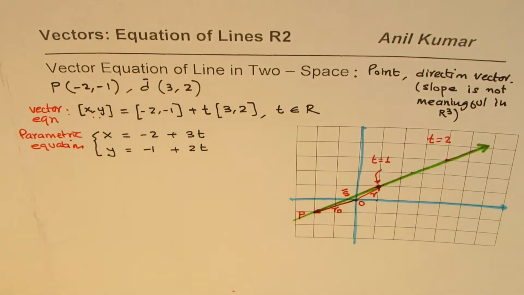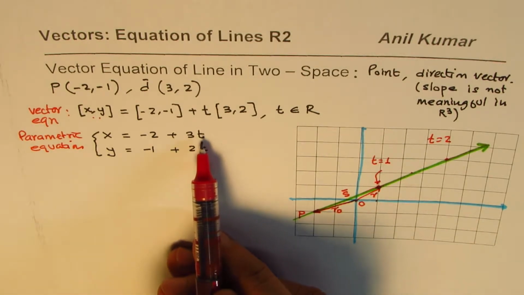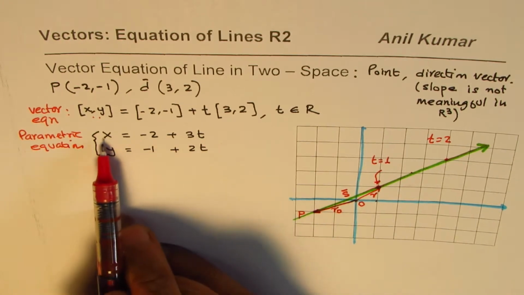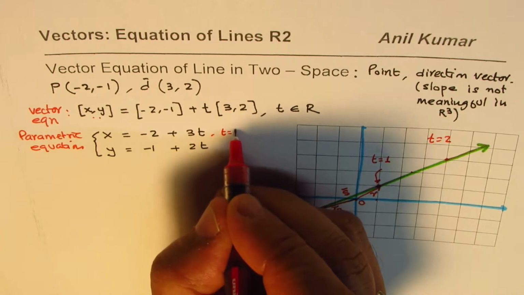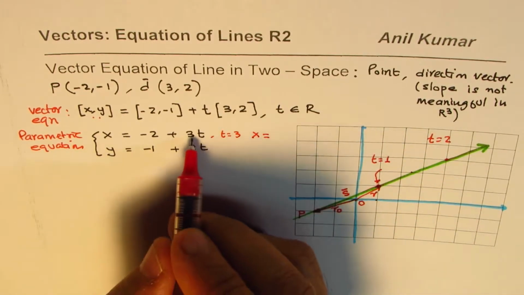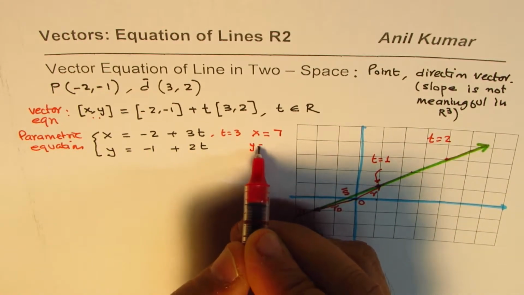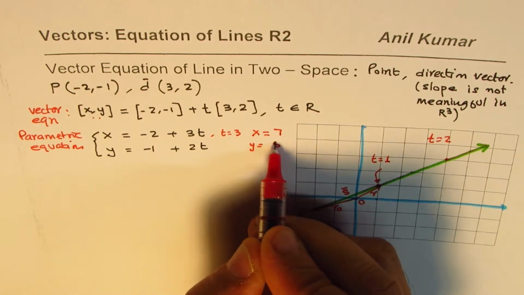It also represents the same thing. If I take t as 3, for example, then we get x equals 9 minus 2, which is 7, and y will be equal to 3 times 2, which is 6, 6 minus 1 is 5.